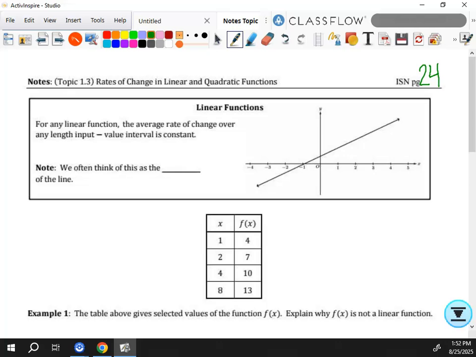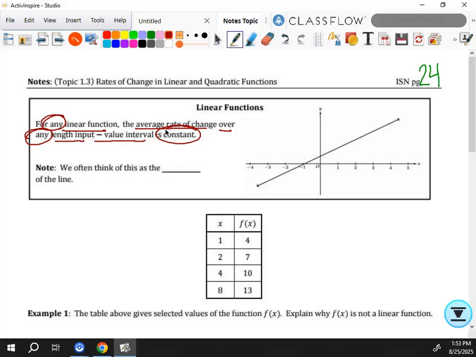We're going to start off with something very, very simple and basic that we already fully understand, I hope. For any linear function, the average rate of change over any length input value intervals is constant. That's something you've known. You have a constant rate of change, it is linear. We agree with that?